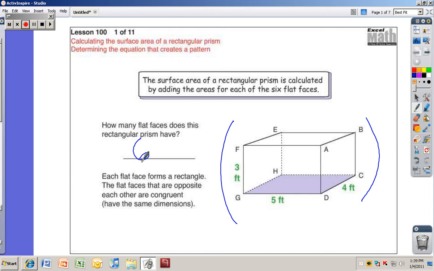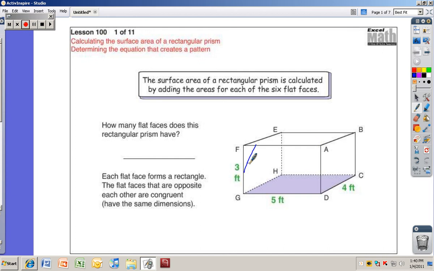Each flat face forms a rectangle. So this front part here, big rectangle. We've got a rectangle over here on the side, a rectangle on the top, up there, and then I can't do the other ones now, but it's a rectangle on the bottom, 2 rectangles towards the back. And the flat faces that are opposite each other are congruent. They have the same dimensions. See if you can notice that here.